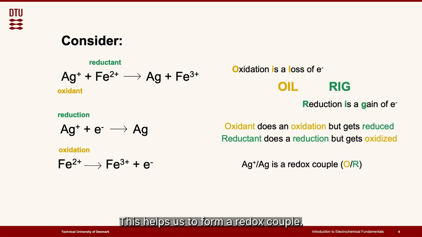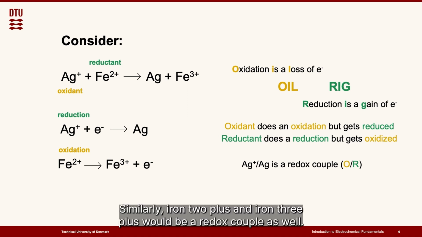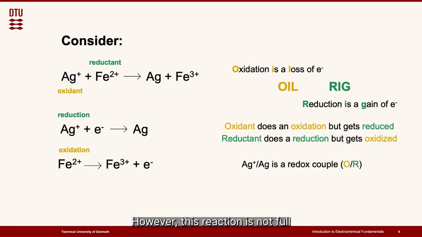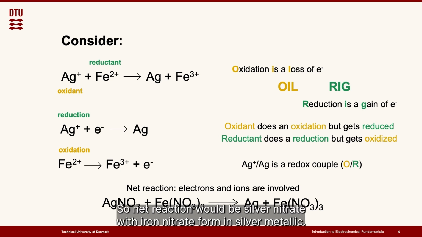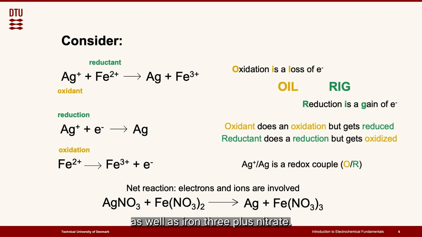This helps us to form a redox couple. Similarly, iron 2+ and iron 3+ would be a redox couple as well. However, this reaction is not complete unless we include the ions of the reaction as well. So the net reaction would be silver nitrate with iron nitrate forming metallic silver, as well as iron 3+ nitrate.